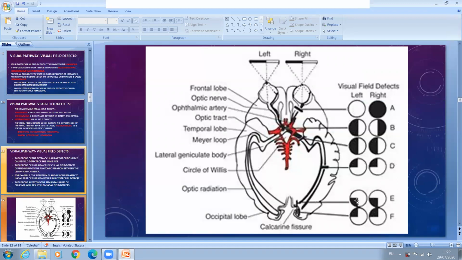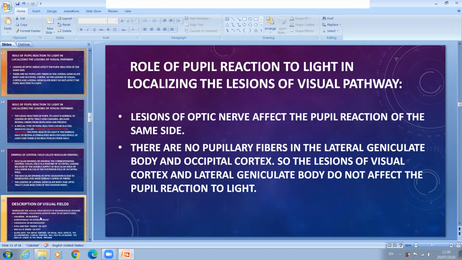Similarly, if the area which is passing through the parietal lobe is affected, this will be inferior quadrantanopia, right inferior quadrantanopia. And when both these fibers of the optic radiation reach each other, they will again cause a hemianopia. So this is a very important slide which gives you the idea.